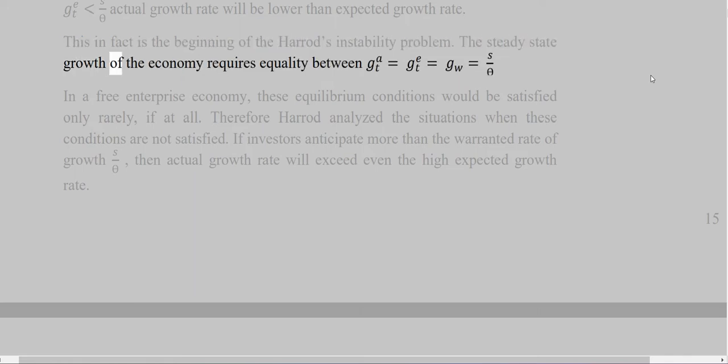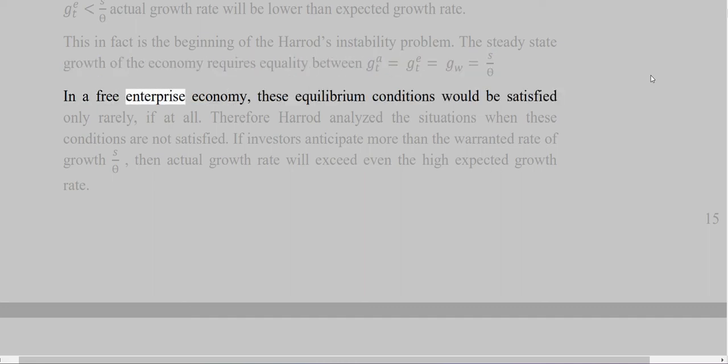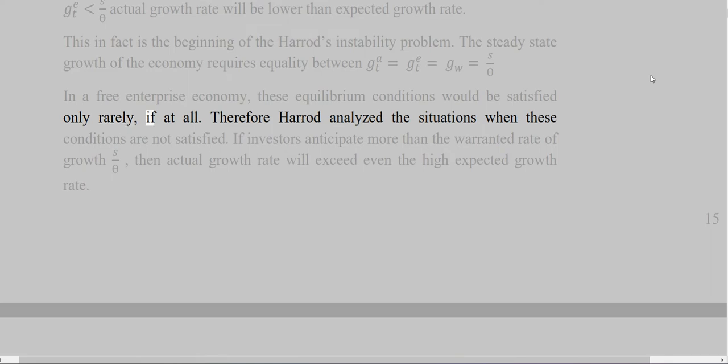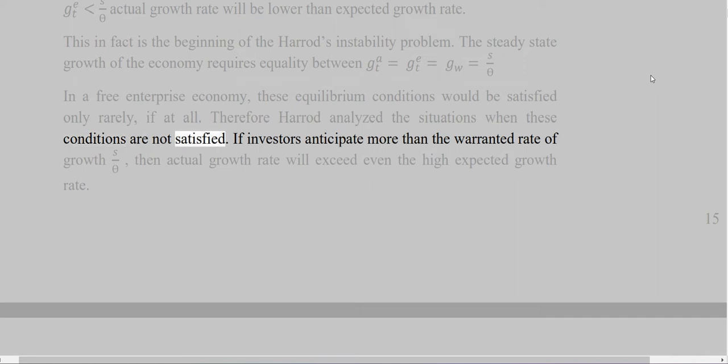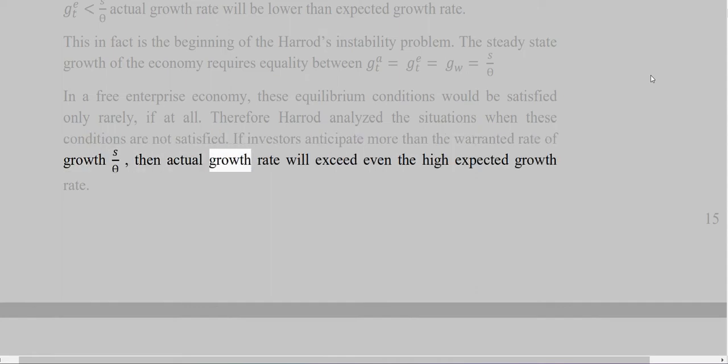The steady state growth of the economy requires equality between g, g_e and g_w. In a free enterprise economy, these equilibrium conditions would be satisfied only rarely, if at all. Therefore, Harrod analyzed the situations when these conditions are not satisfied. If investors anticipate more than the warranted rate of growth, then the actual growth rate will exceed even the high expected growth rate.